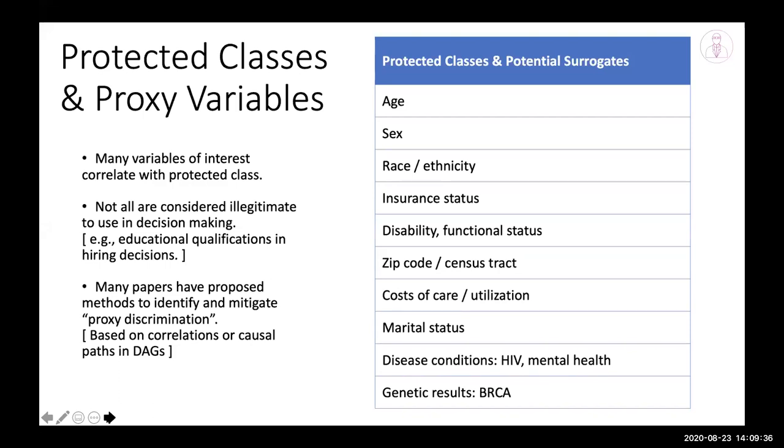Of course we've mentioned things like age, sex, race and ethnicity. But then there are issues like disease conditions, right? Members or patients might have conditions that could be used to differentially provide treatment services or other therapies. Cost of care is an important surrogate that we'll touch on a couple of times. There have been some examples in the literature as well as the popular press around machine learning algorithms that have used cost of care as a surrogate for socioeconomic status, which has had interesting outcomes as well.